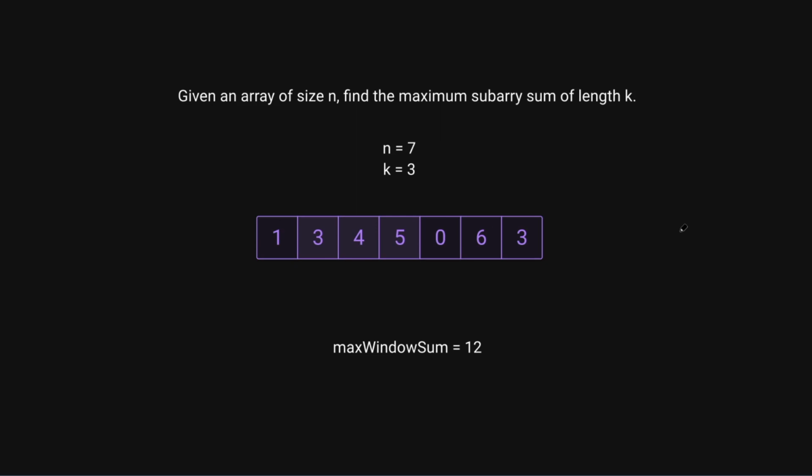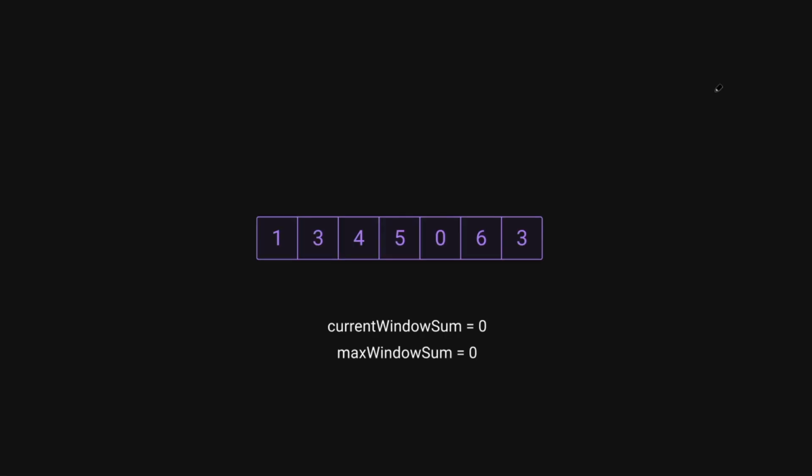We'll begin by looking at the brute force solution. Now, the brute force solution is very obvious. We iterate through each of the elements, find the sum of the subarray starting at that element and of length k equal to 3, compare it with the previous max found, and repeat the process. Let's see it in action. We have two variables here: current window sum, the sum of the current window, and maximum window sum, which stores the max value of window sum found till now. We start with both of them being 0.